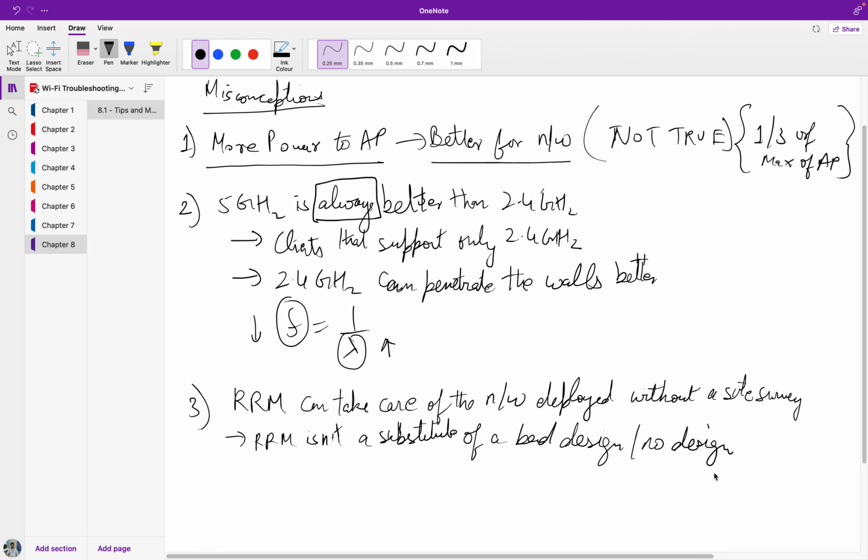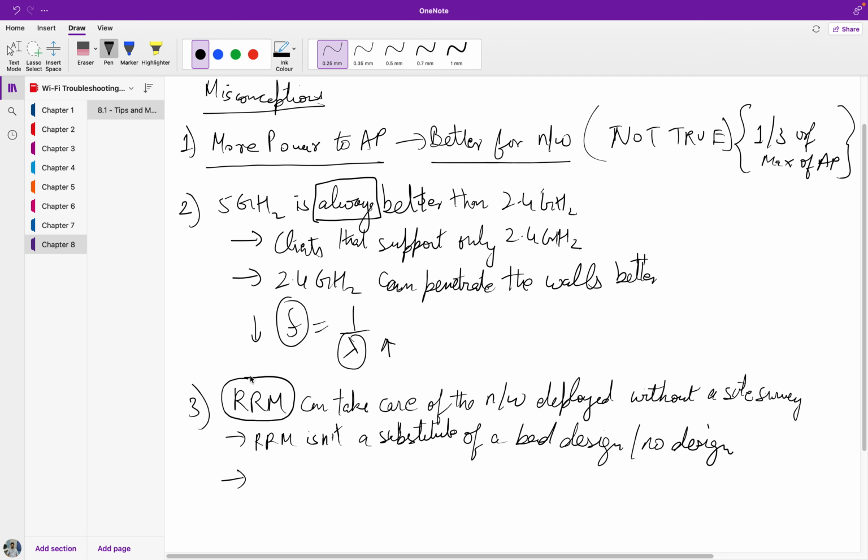RRM does help in some environmental changes that happen around it, or some physical changes that happen around the network or in the network. Of late, probably in the next few months, if there are some things that are changed in the network, RRM can still adjust to that. But if there is no site survey done, or if there was a very bad design done, then RRM is not a substitute for that at all. Most vendors will say things like this sometimes when they want to go and sell their stuff. But please don't fall for these.